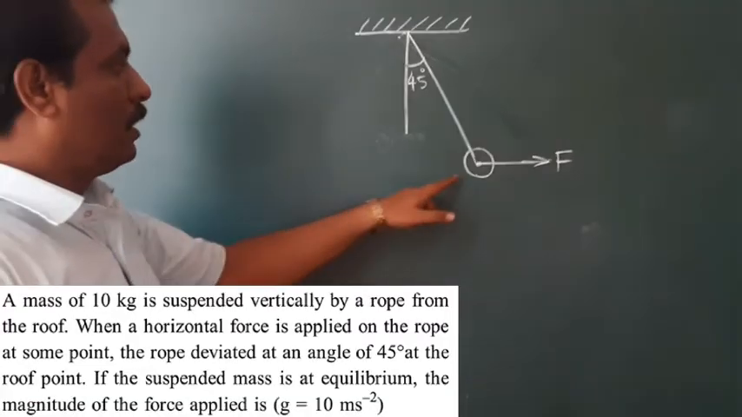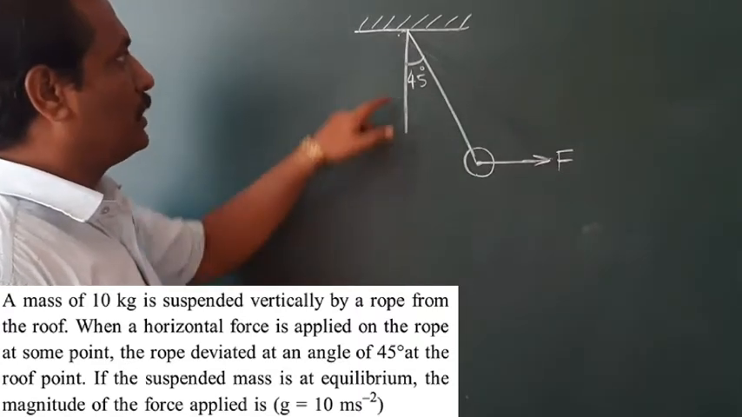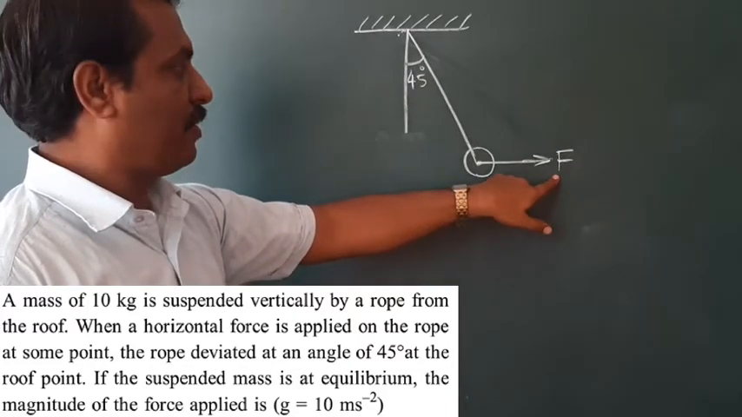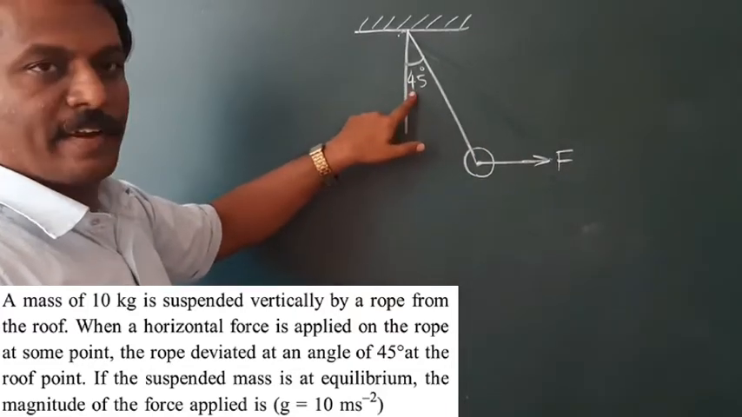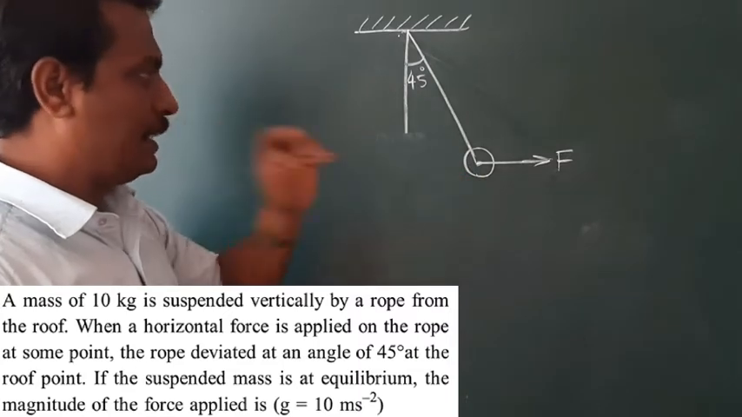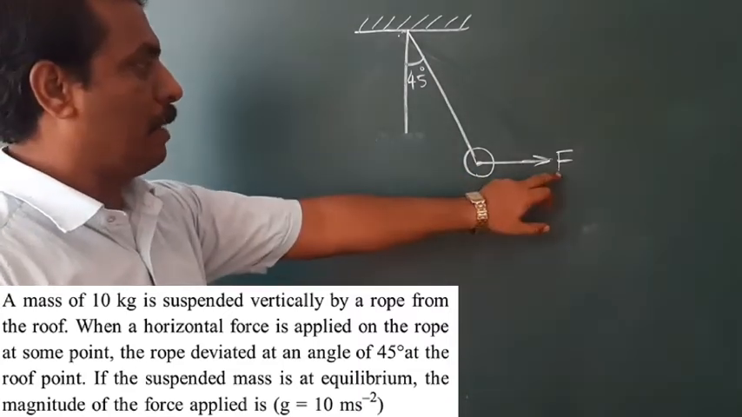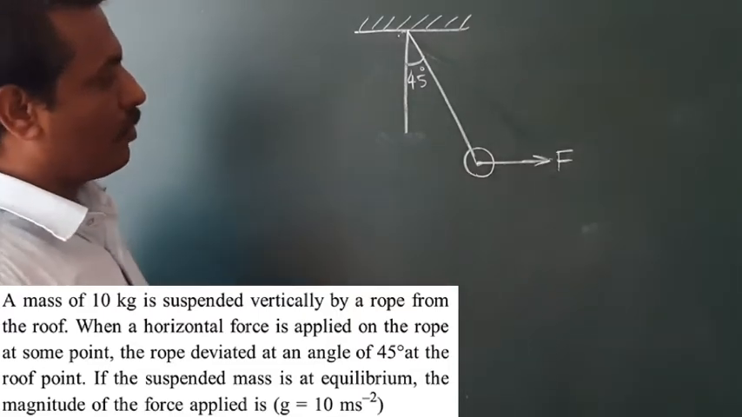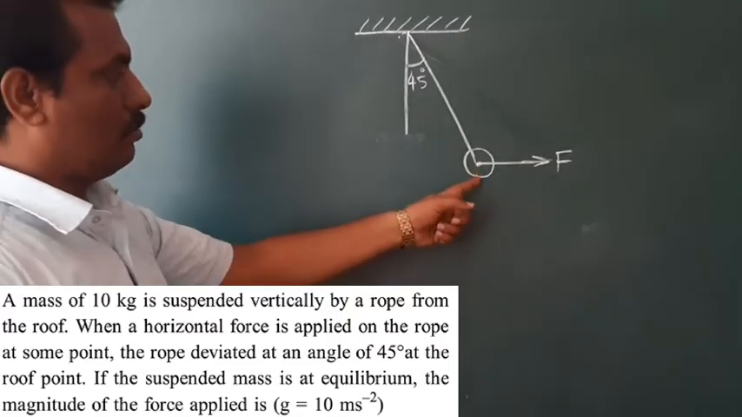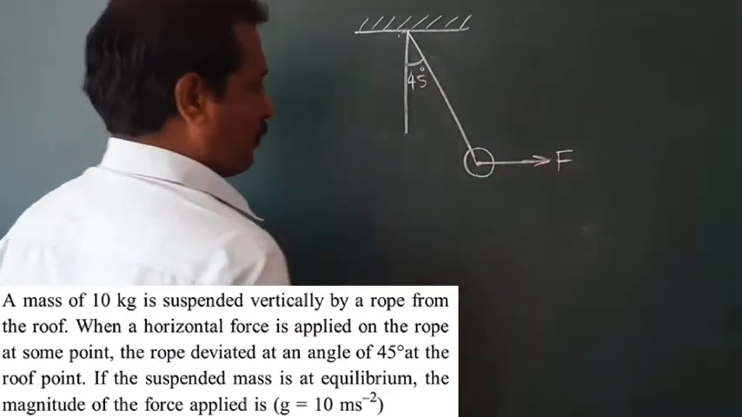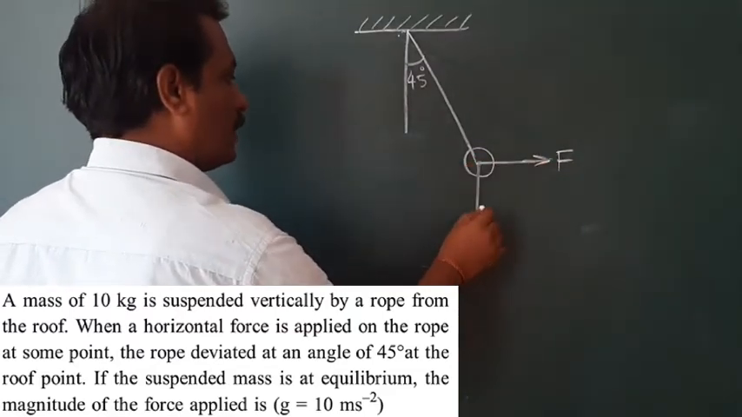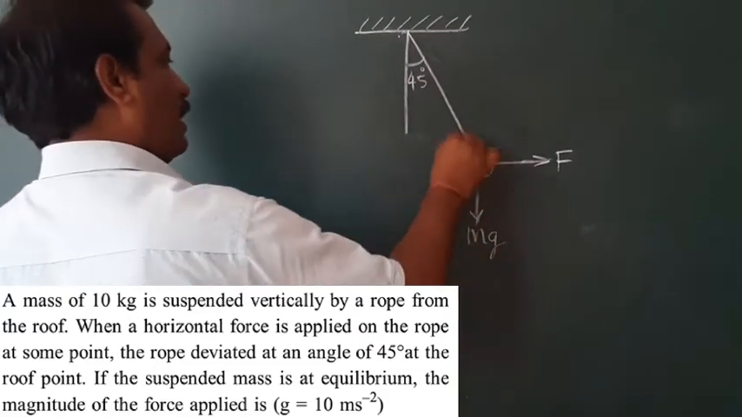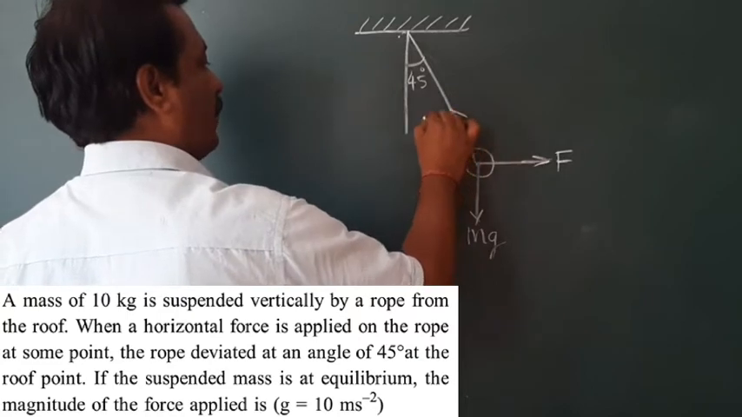It is given that a mass of 10 kg is suspended from the roof, and when it is pulled by a horizontal force F, it makes angle 45 degree, and now it is in equilibrium. Then what is the magnitude of the force? That is the question. Now here, what are the forces acting on this mass? One is applied force F, and then its weight is acting vertically downwards, that is m into g. And here the tension is acting, T.